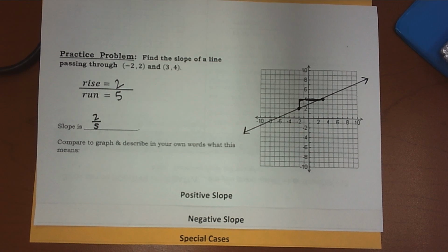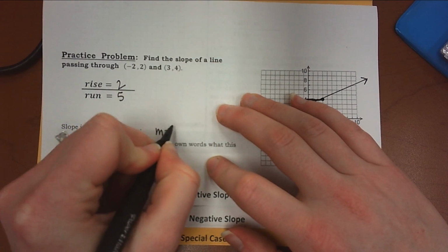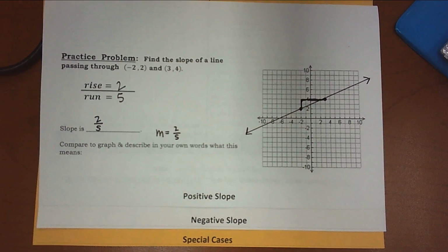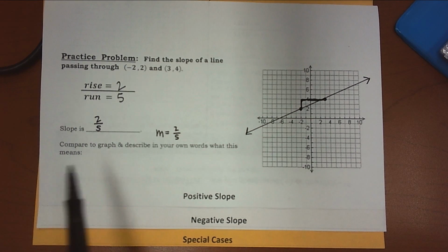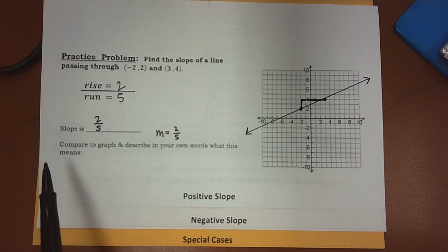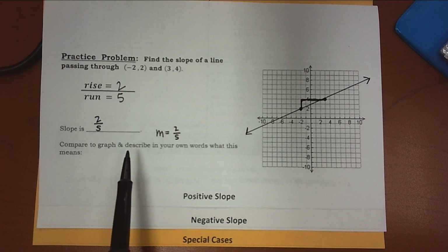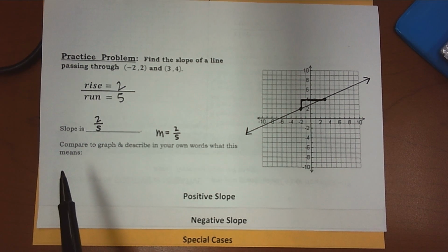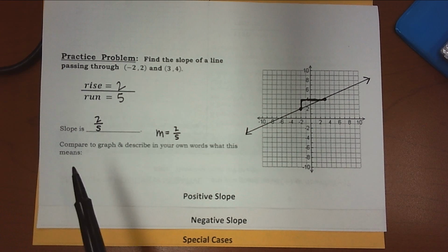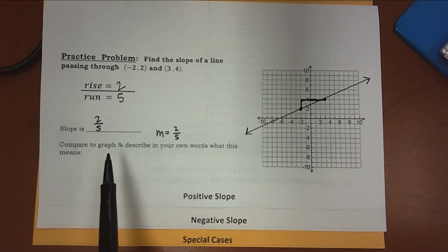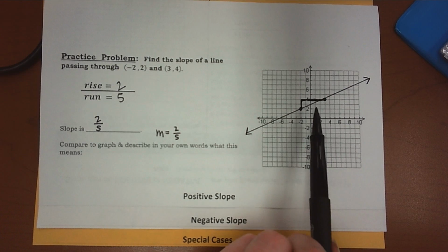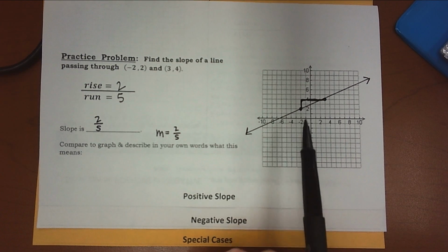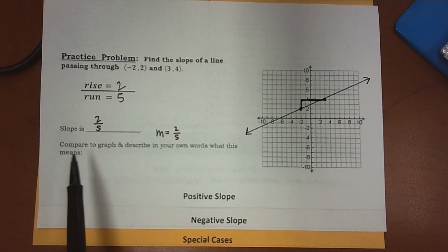So the slope of a line that passes through those points is 2/5. We could also say that m equals 2/5 because m represents slope. And then it says, compare to graph and describe in your own words what this means. I really think what they're asking us to do here is just compare the graph and compare the slope. Compare the slope in the graph in your own words and what this means.